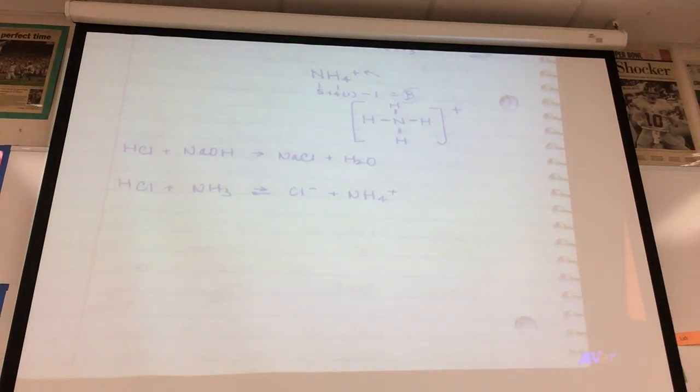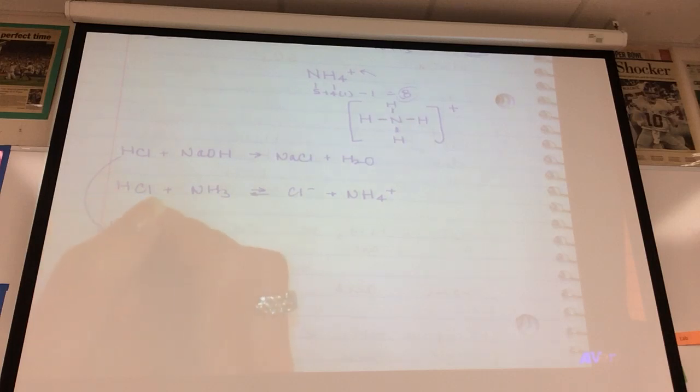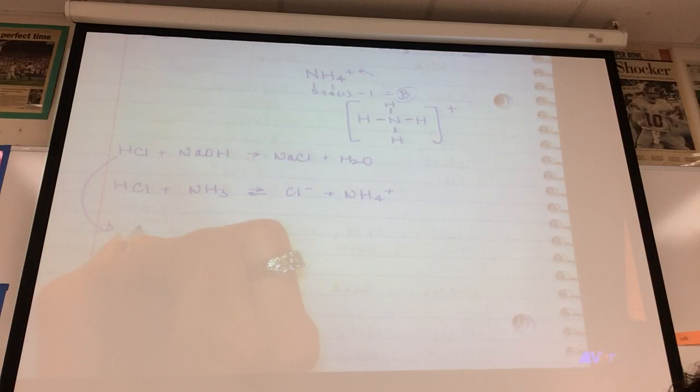Be careful. But if you have a weak Arrhenius acid and a weak Arrhenius base, does it still generate salt and water? Yes. Like if you had sodium bicarbonate and acetic acid. Hang on.